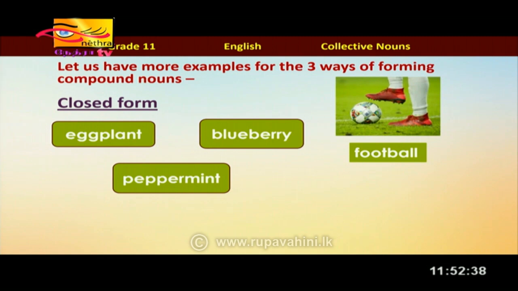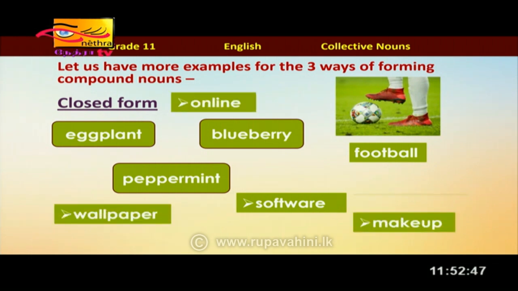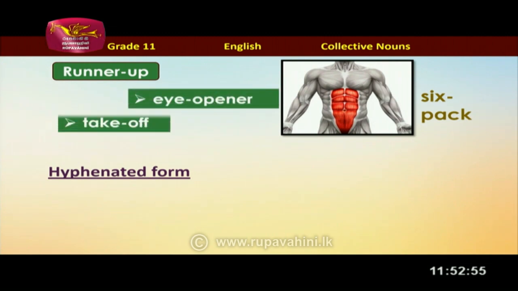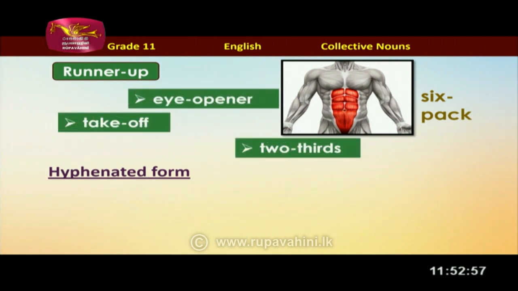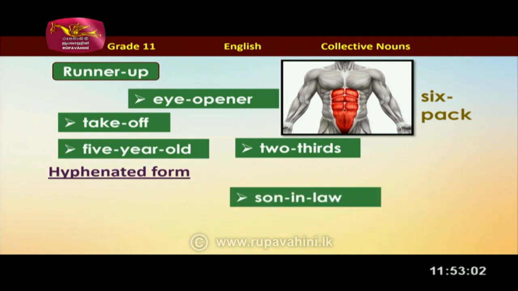Now here, you have to add more words to the three types of compound nouns. Closed form. Football, blueberry, eggplant, peppermint, software. Words are together. The second type, hyphenated form. Six-pack. You can see the picture there. Yes. Eye-opener, take-off, two-thirds, five-year-old. See, two hyphens there. Yes.